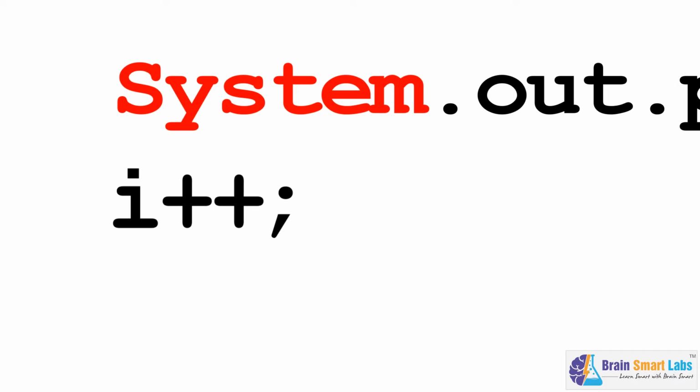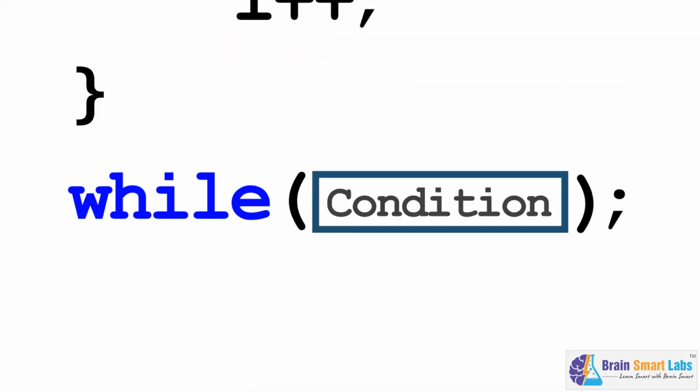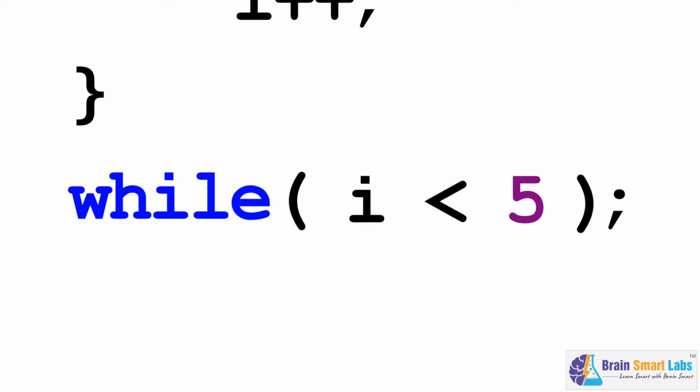Once the loop body completes execution in a loop cycle, the program control reaches the while statement where our looping condition is actually present. The looping condition here checks for its validity to decide whether to move on with the next iteration or to exit the loop permanently.